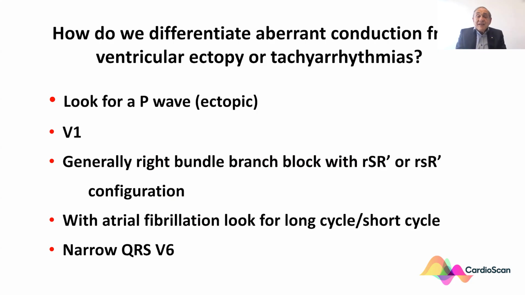How do we differentiate aberrant conduction from ventricular ectopics or tachyarrhythmias? Look for the P wave, of course, with the ectopic. Look at V1. Generally, it's a right bundle branch block with an RSR dash configuration. With atrial fibrillation, look for the long cycles, short cycles, and maybe look at V6 to see if it's a narrower QRS.